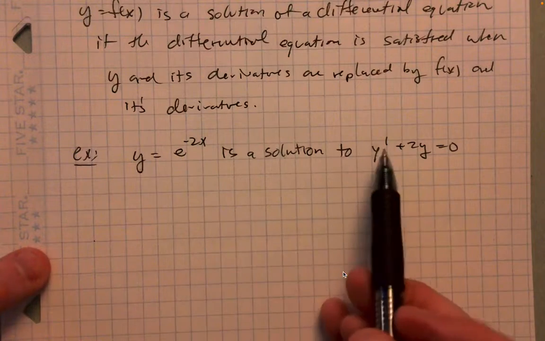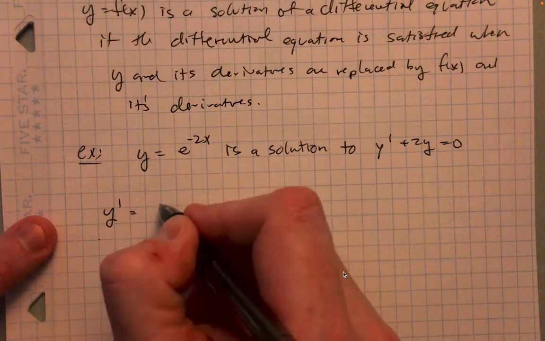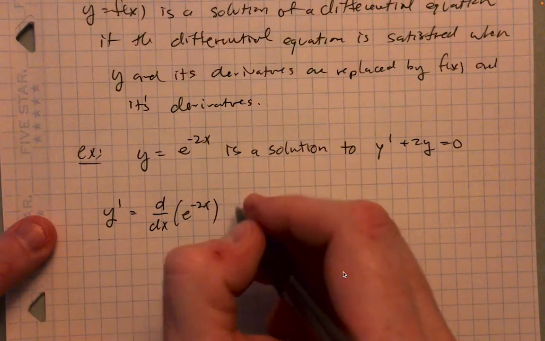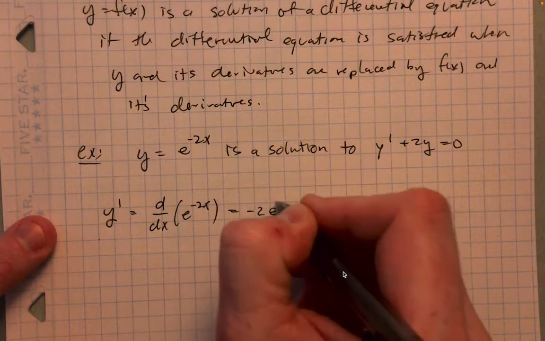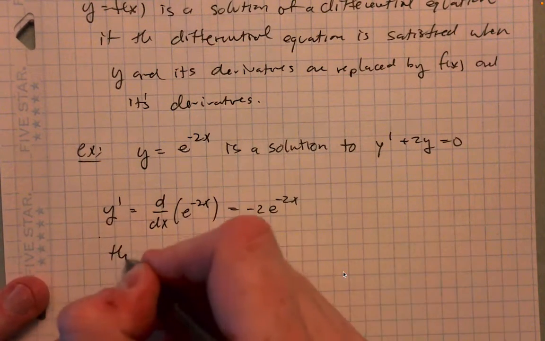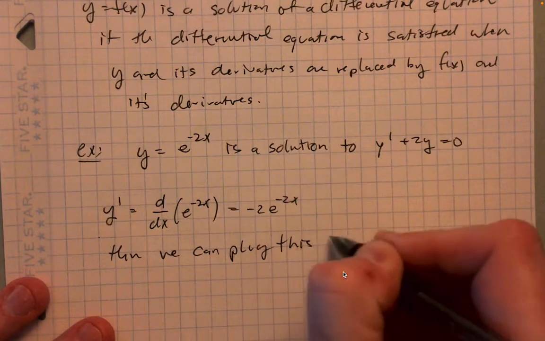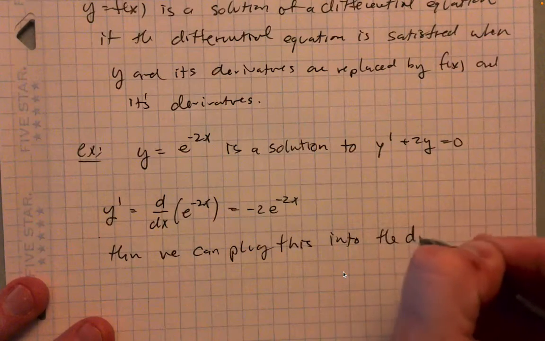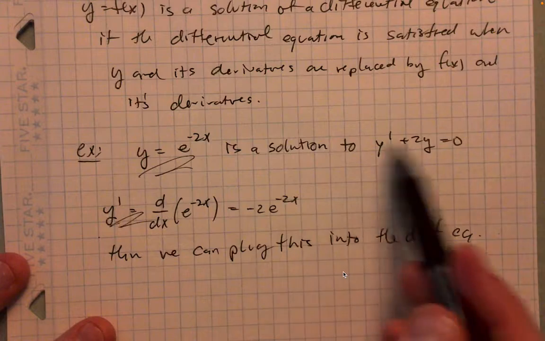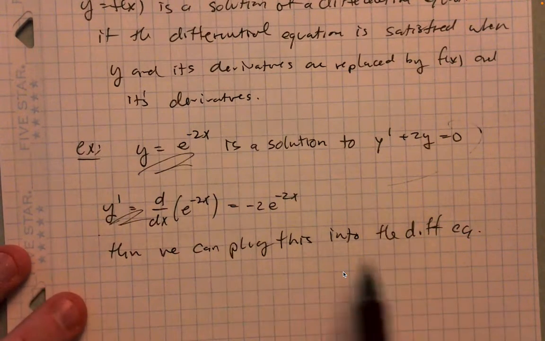Right, so this is a differential equation, and this is a solution to this differential equation. Now, how do we know this is a solution? Well, first we calculate y prime. That's equal to the derivative of e to the negative 2x, which is negative 2e to the negative 2x. Then we can plug this into the diff EQ, and it ought to yield a true statement.